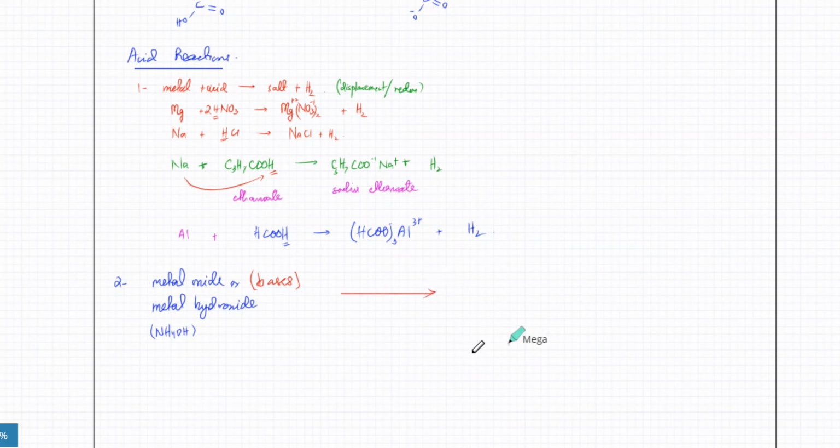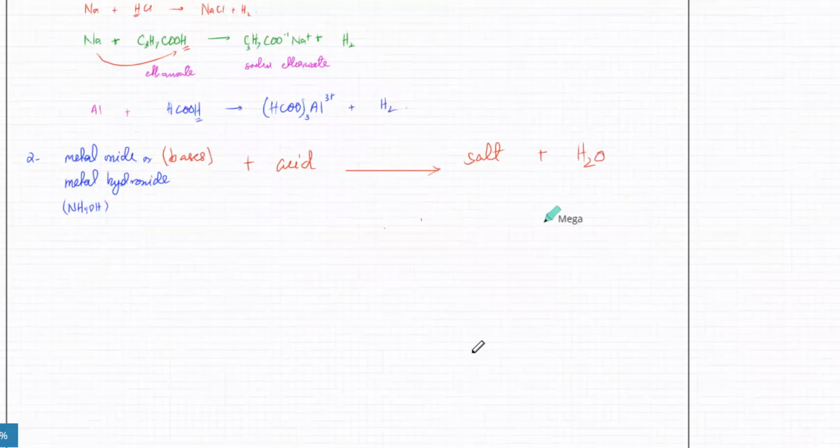A metal oxide is reacting with an acid, and it will produce salt plus H2O. The reaction is kind of the same. It's the same thing, metal oxide or hydroxide. So I'm going to pick magnesium hydroxide, and I'm going to pick H2SO4.